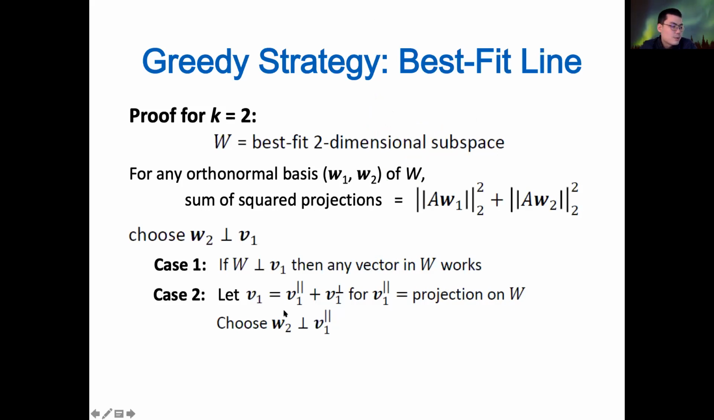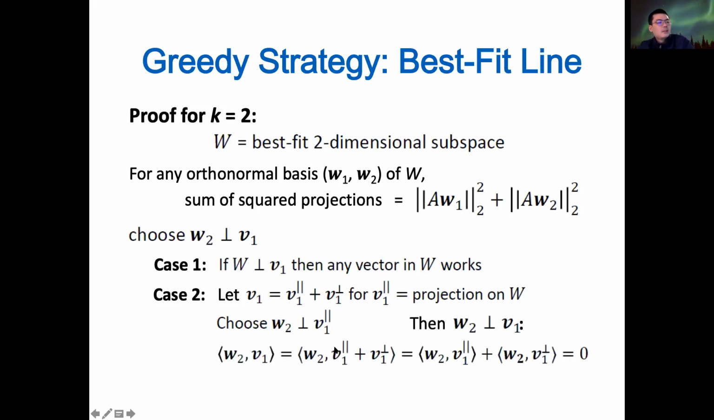If we choose W2, our goal is to choose W2 to be orthogonal, which is achievable. Case one is like this. If case one doesn't hold, then you must have a projection on W, and then we can choose a W2 inside this W space to be orthogonal to this projection. So how can we prove that? If we choose W2 to be perpendicular to the projection of V1, then we can show that W2 is also perpendicular. This is by this proof. We just want to show this.